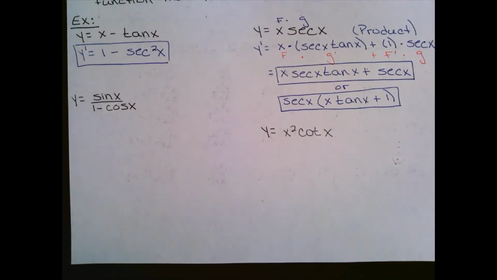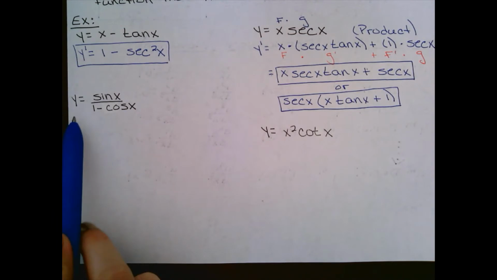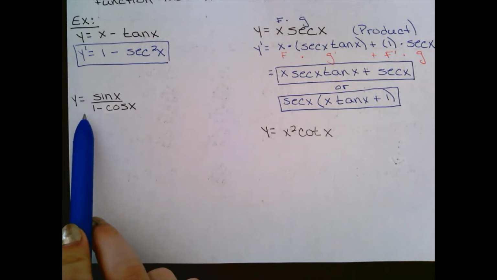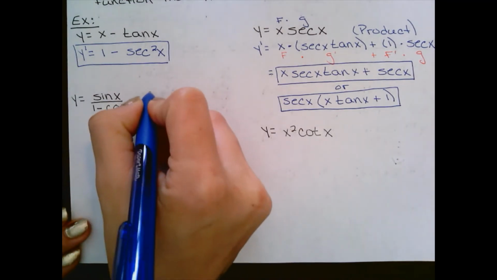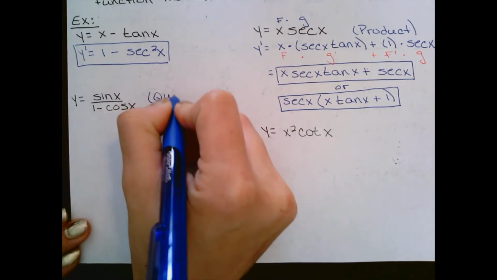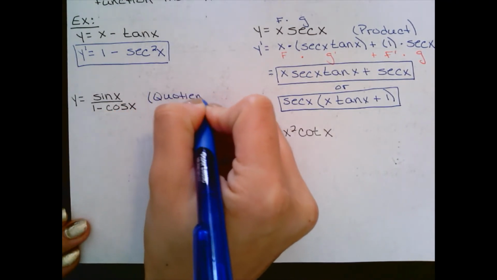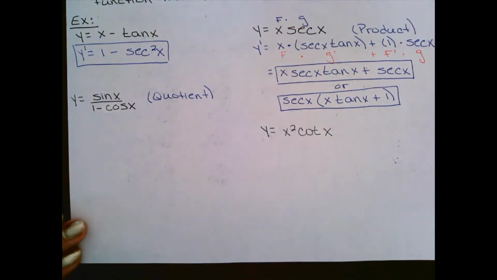All right, let's check out these next two questions. So this one over here says sine divided by 1 minus cosine. Okay, because I have division, this is a quotient rule. Remember, low d high minus high d low over low squared.